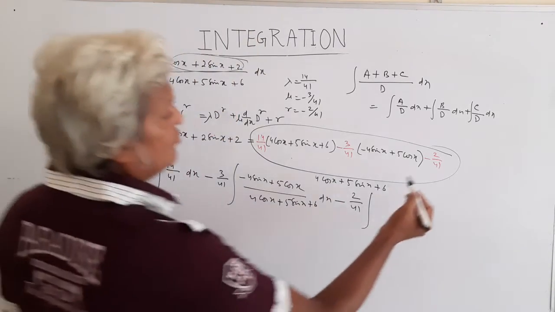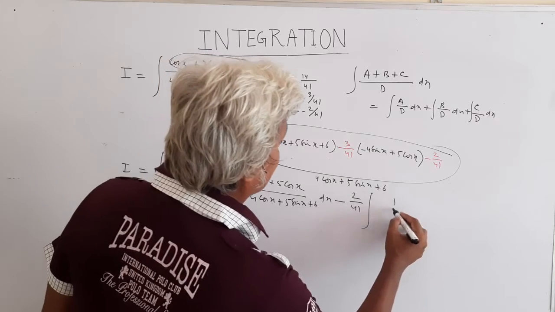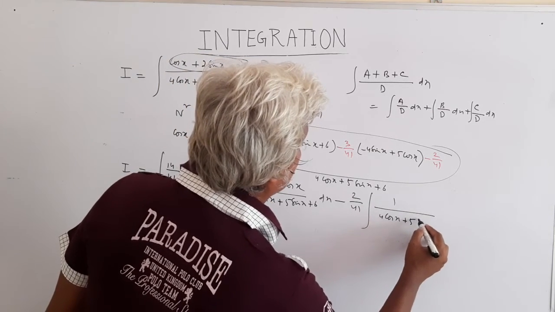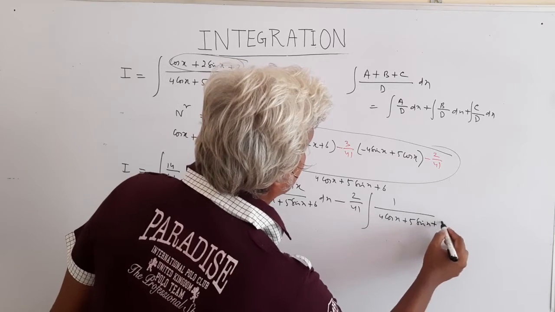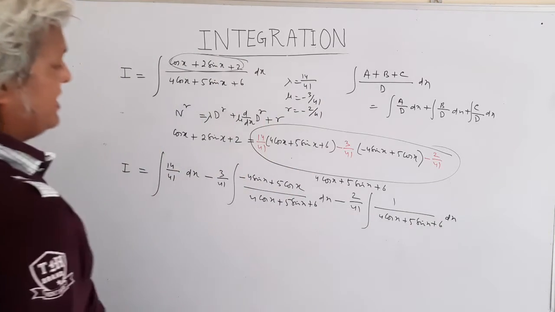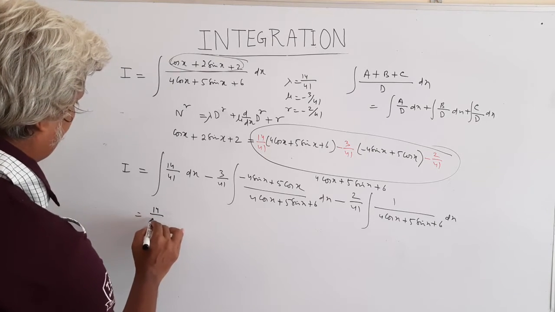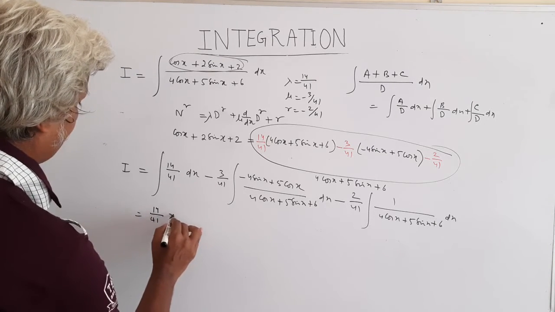Here you have just 1, and this is everything here. So 1 over 4 cos x plus 5 sin x plus 6 dx. Now if you integrate this one, then this is just 14 over 41 x.